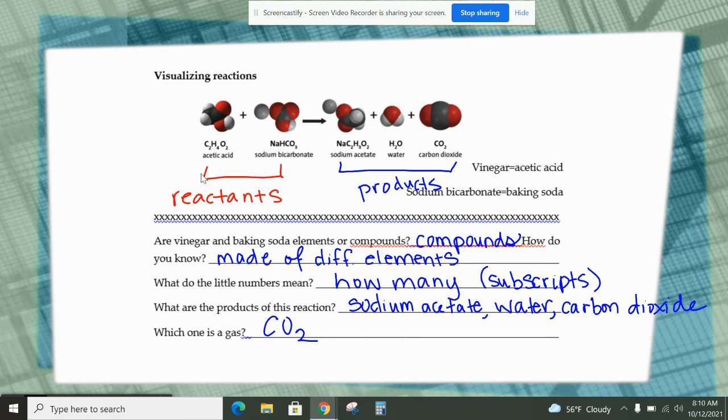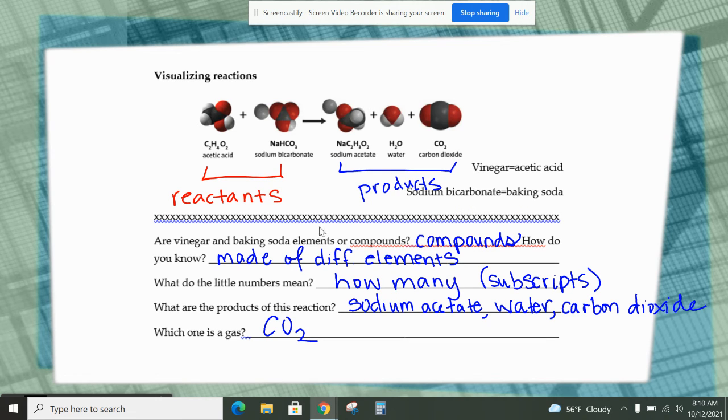Here we're starting to visualize reactions. Things to the left are reactants, so our vinegar and our baking soda. These things are our products to the right, and we would read this acetic acid plus sodium bicarbonate. This arrow is read, yields sodium acetate and water and carbon dioxide.